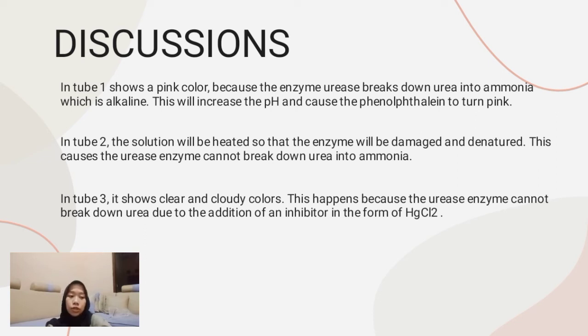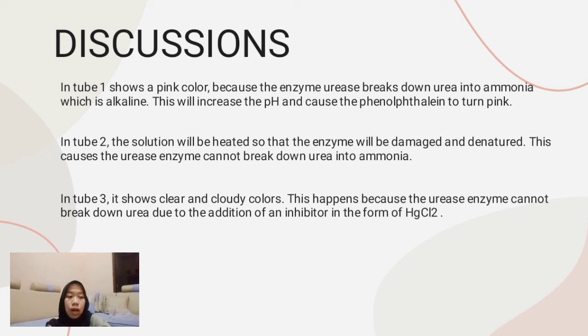Tube 1 shows a pink color. This is because the ammonia compound produced from the breakdown of urea by the urease enzyme is alkaline, so the pH will rise, and as a result the phenolphthalein turns pink, which in this case can be said that the enzyme is working normally. So it is proven that urea is broken down by the enzyme urease into ammonia and carbon dioxide.